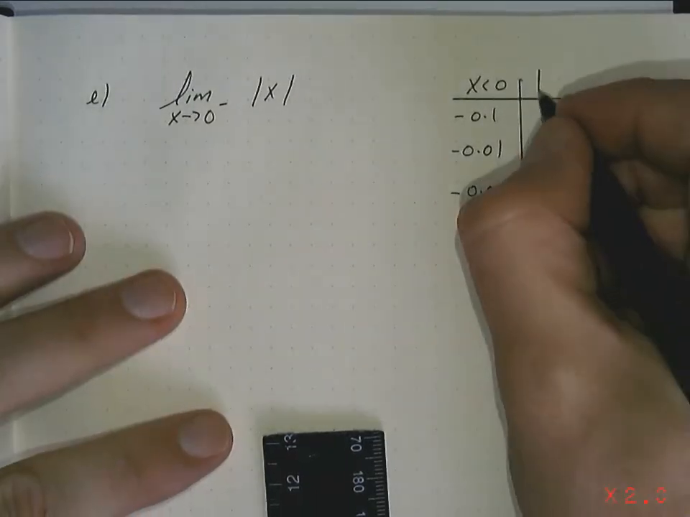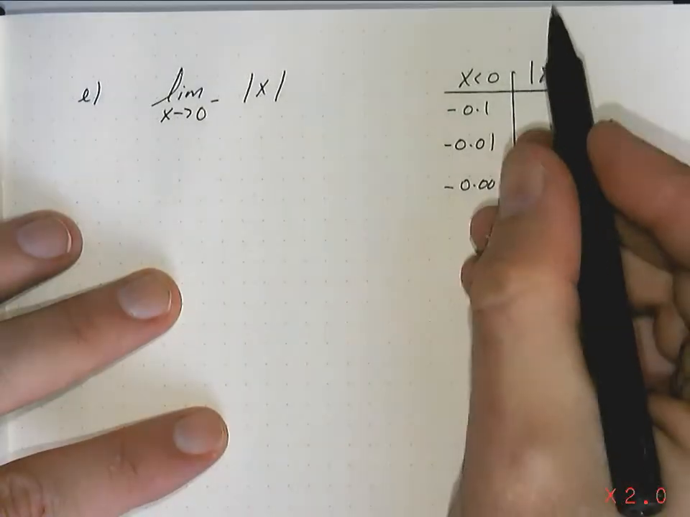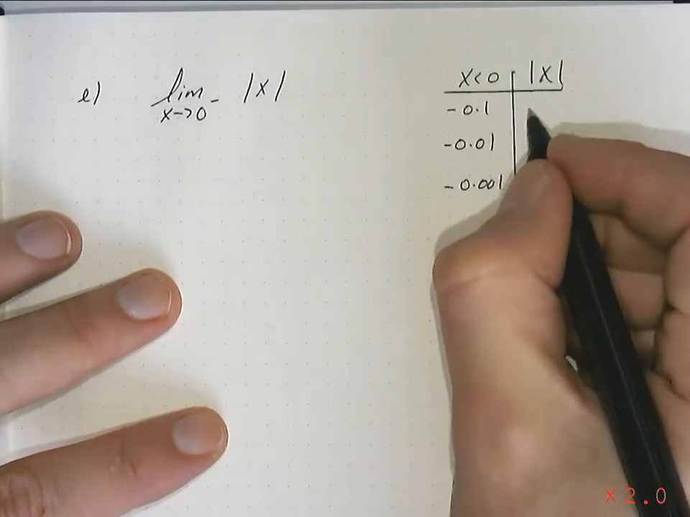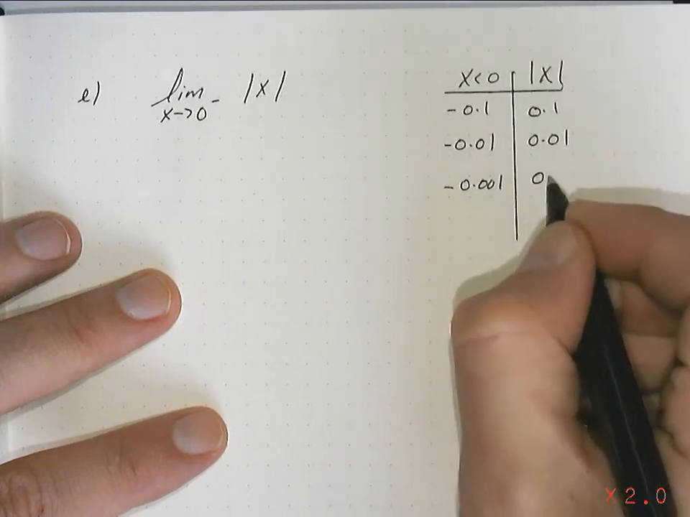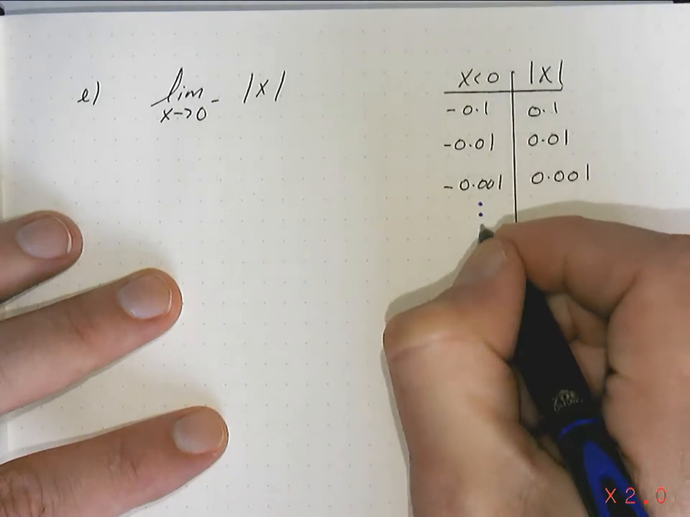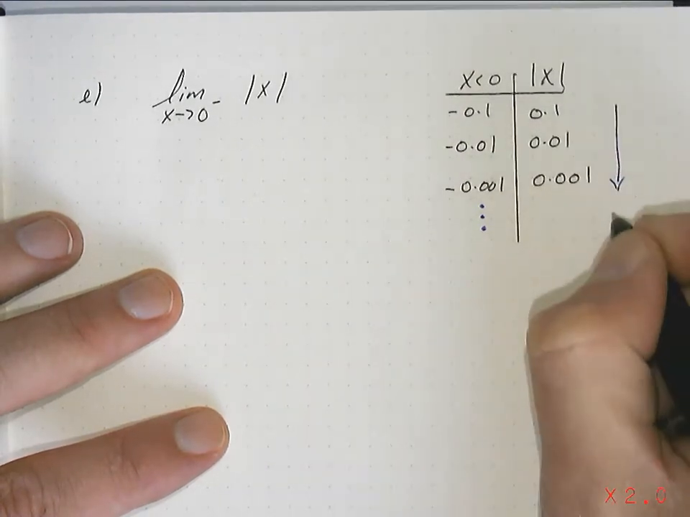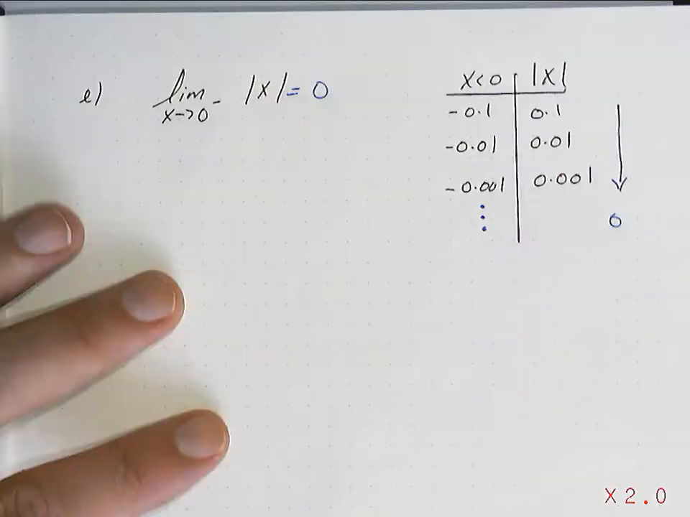And I'm going to put them into the function, which is to take its absolute value, which means the absolute value of negative 0.1 is 0.1, 0.01, 0.001. So if this is going to continue, this is going to approach 0. And guess what? You're done.